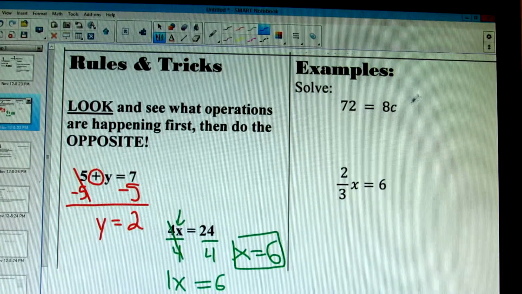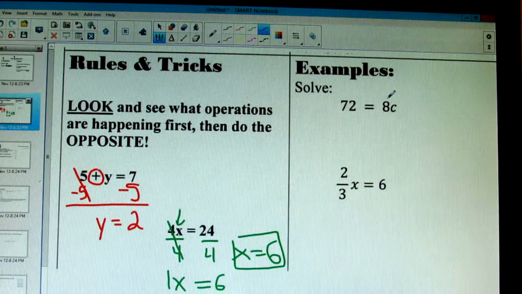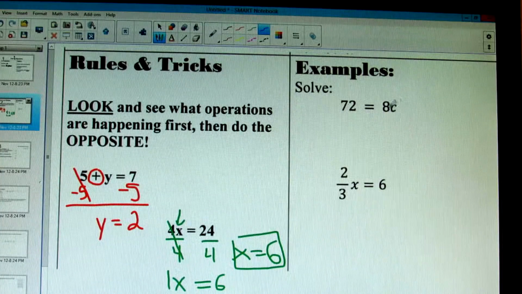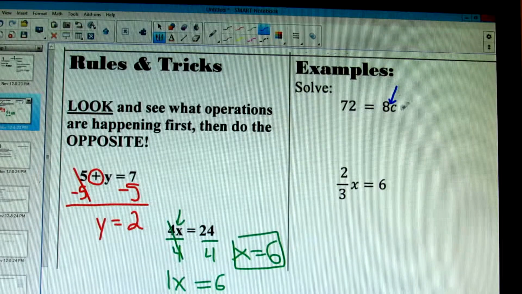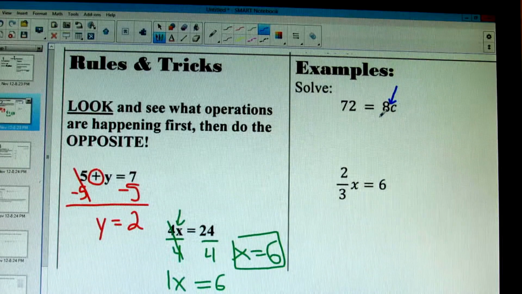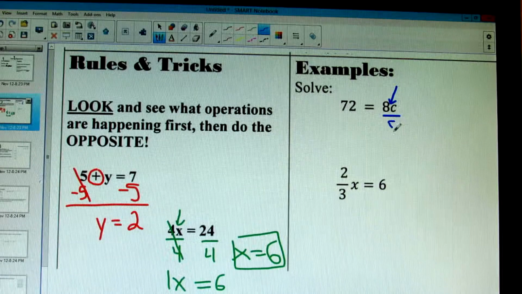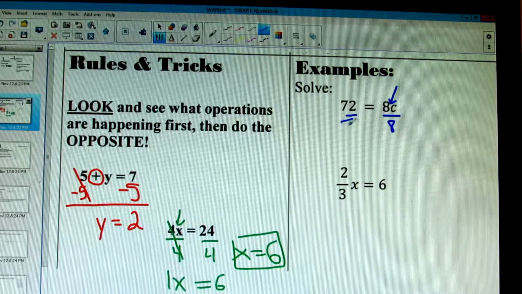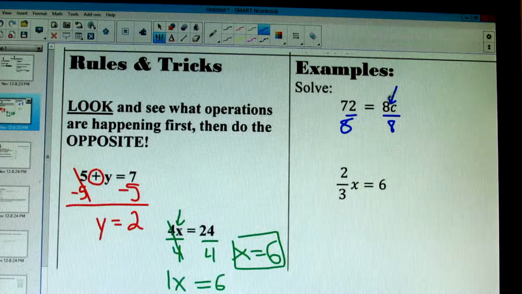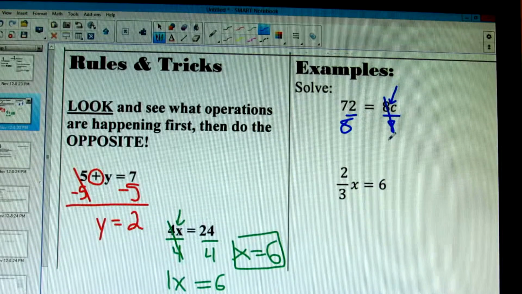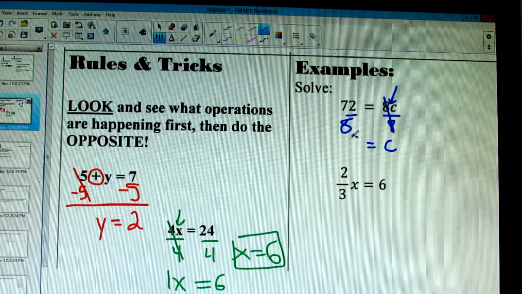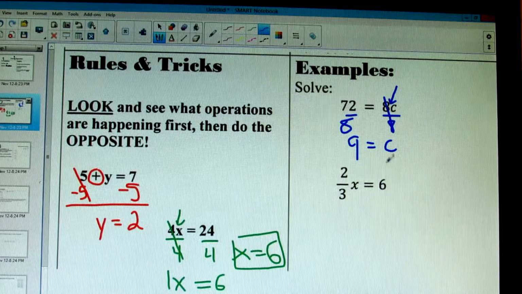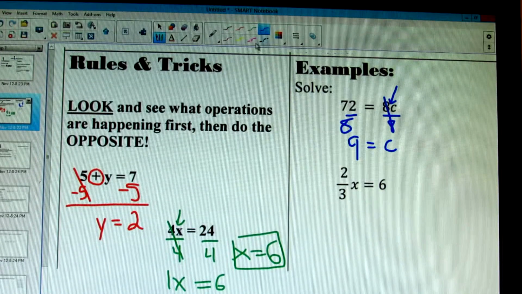All right, some more examples. 72 equals 8 times c. It's okay if it's written this way. Don't get freaked out because the answer's on this side and the variable's on the other side. Again, I'm multiplying. So in order to undo this, I have to do some division. Divide by the coefficient over here, so that way when I do 8 divided by 8, I get 1c. And 72 divided by 8, that's a math fact, that's 9. So c equals 9.